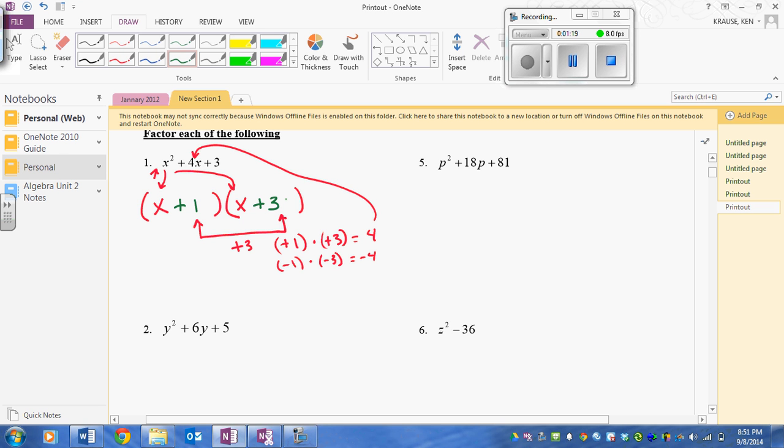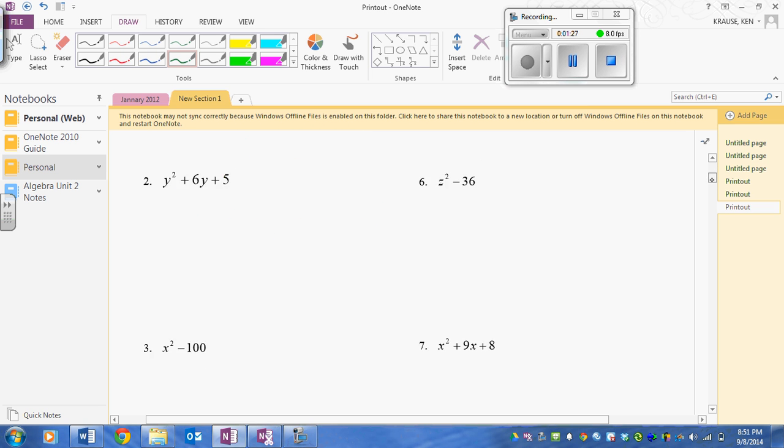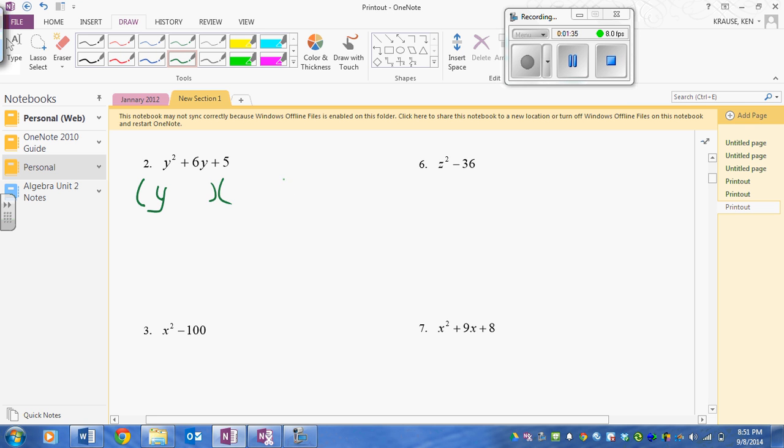I know you can do this using the product sum rule, and I'll show you on the next one how the product sum rule works, but it's kind of a pain. First, I'm going to do it my way. I'm going to split the y's up. And for the rest, I'm going to find a way to multiply to 5 that adds up to 6. It's either plus 1, plus 5, or negative 1, negative 5. I want the one that adds up to positive 6, so I'm going to use plus 1, plus 5.